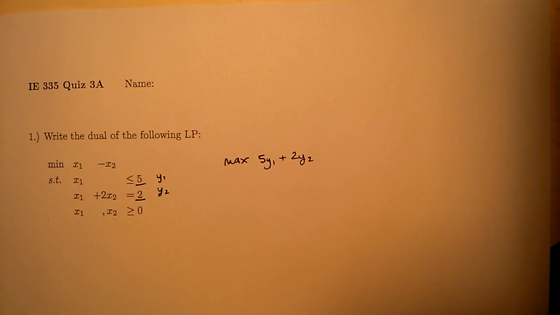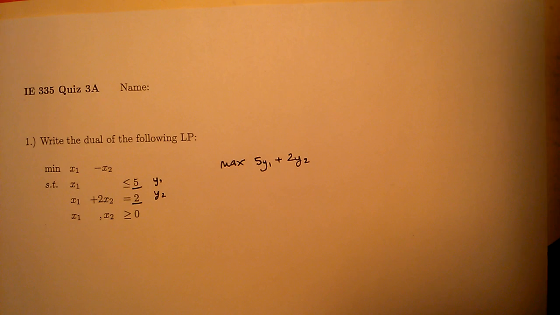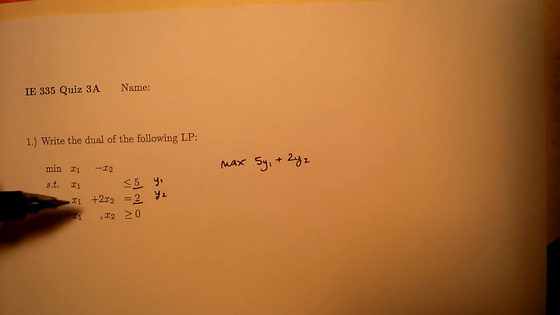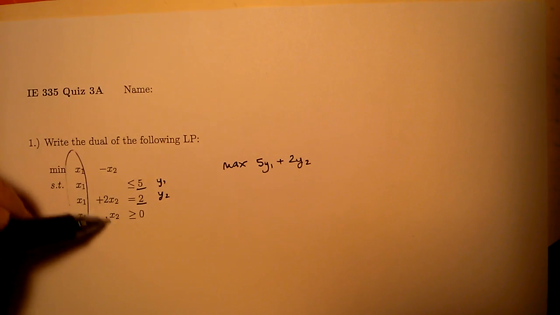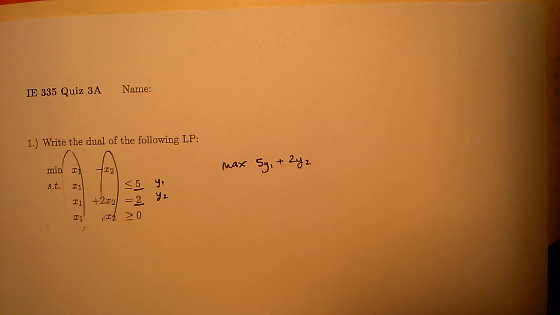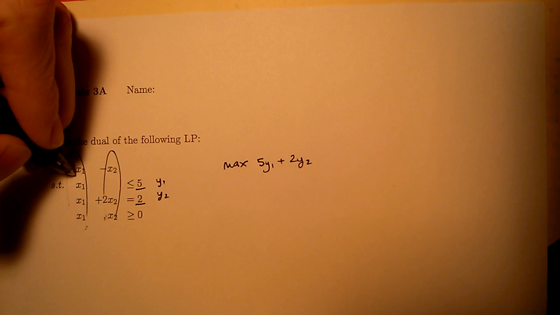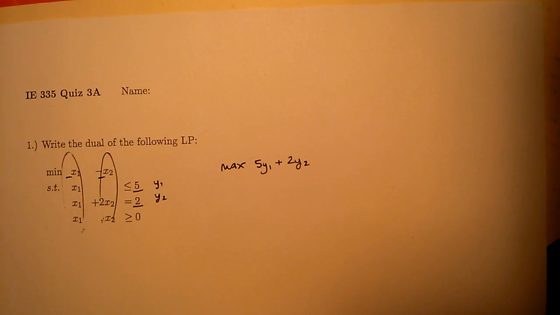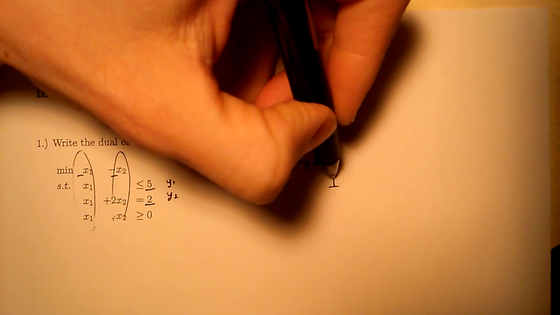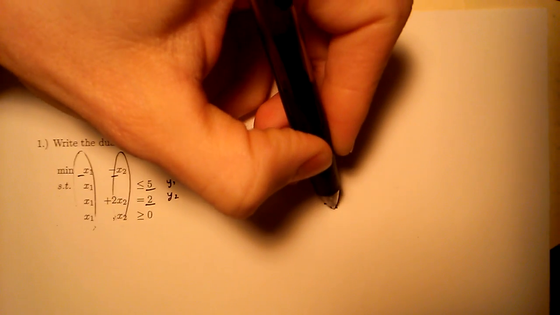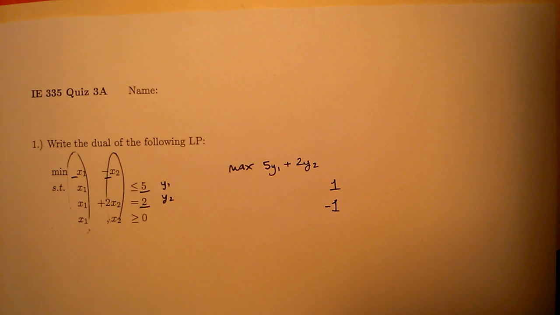Okay. The next thing I will do is start to write out my constraints. Since there were two decision variables in the primal, I know there's going to be two constraints in the dual. And the right-hand sides of those constraints in the dual will be found by looking at the coefficients of the objective function for the primal. In other words, I'm going to have a first constraint with the right-hand side of 1. The second constraint would have a right-hand side of -1.